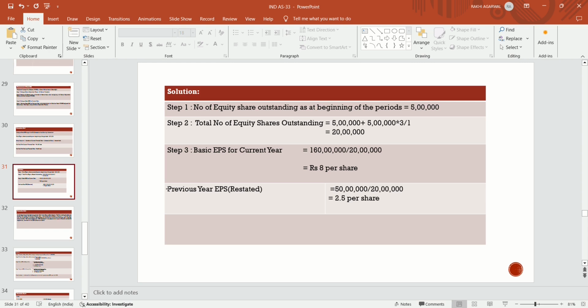And the previous year EPS is also restated, because in the financial statements both current year and previous year figures are to be given. Comparative figures are also to be given. So 50 lakhs divided by 20 lakhs becomes 2.5 per share. The previous year EPS is to be restated by giving the bonus effect.